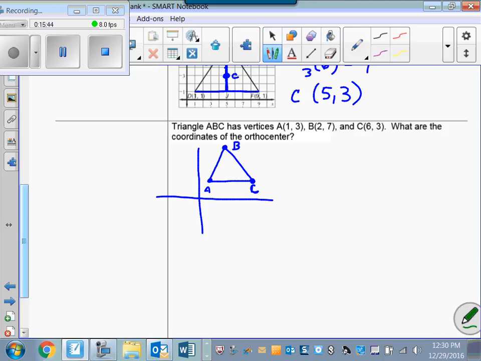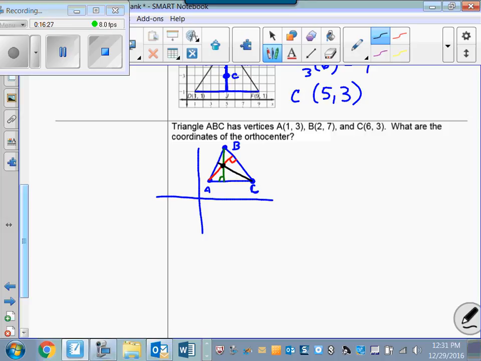So I could pick any altitude, but actually I'm going to draw all my altitudes. So here's going to be this one. From A to BC, that looks perpendicular to me. I'm eyeballing this, and that's what you need to do too. And then from C, that looks like it. So that looks like my orthocenter right there. So how am I going to find the coordinates?